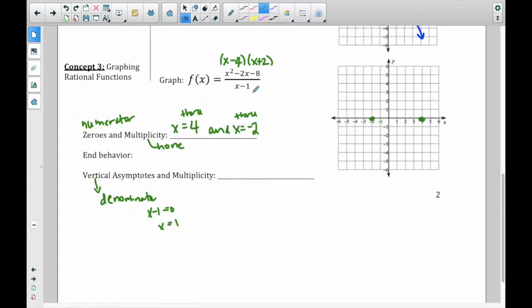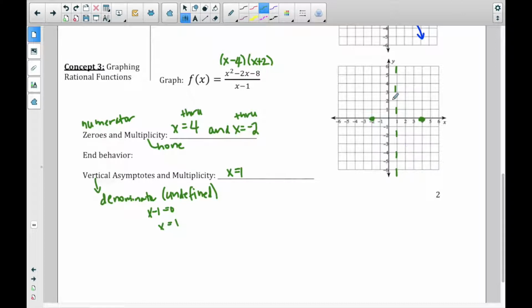What is going to make it undefined? Well, the thing that's going to make it undefined is positive 1. So I'm writing down here that the vertical asymptotes come from the denominator. It's where they make it undefined. I set it equal to 0 and I get 1. That is my vertical asymptote. So I need to draw my line at positive 1.